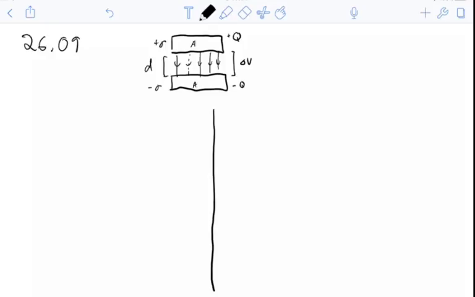So in the first one, you leave the battery connected. And in the second one, the battery is disconnected. So how do we do this? Before you go any further, if you disconnect the battery, it means that the charge is going to be stuck on the plates. And if you leave the battery connected, it means that before and after, the electric potential between the plates is going to stay the same. So how do we answer this question?